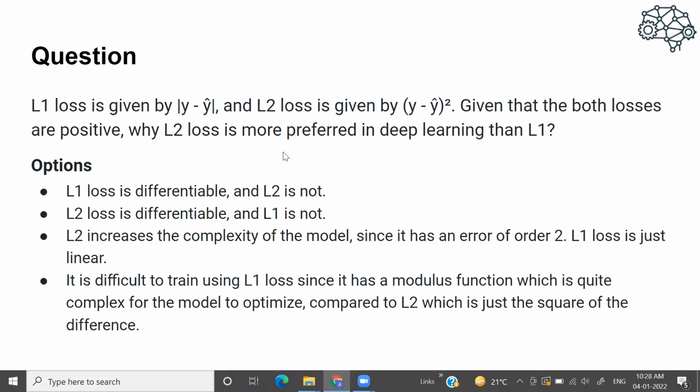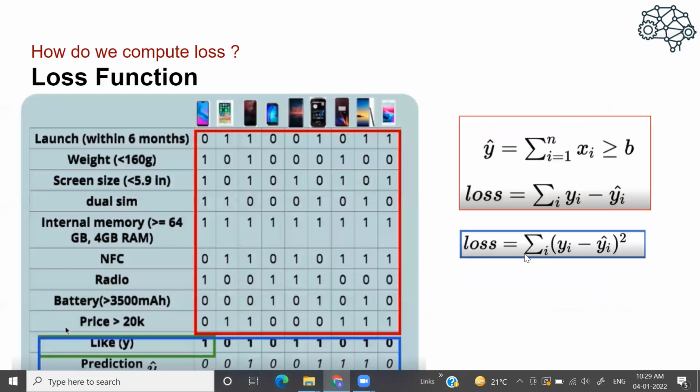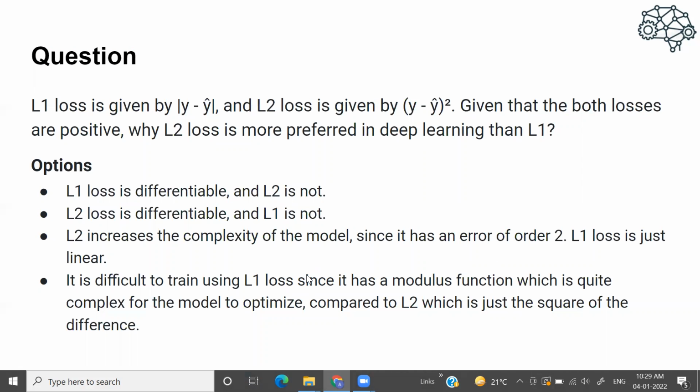Anyone? I think it is difficult to train using L1 loss. Absolutely. You're absolutely correct. And what is the reason why it is difficult to train using L1 loss? Because it is non-differentiable. The absolute difference, yes. The absolute function is not a differentiable function. That is why it is difficult to train using L1 loss.